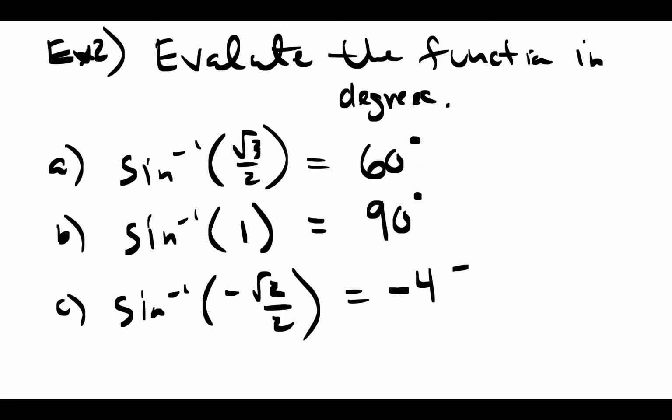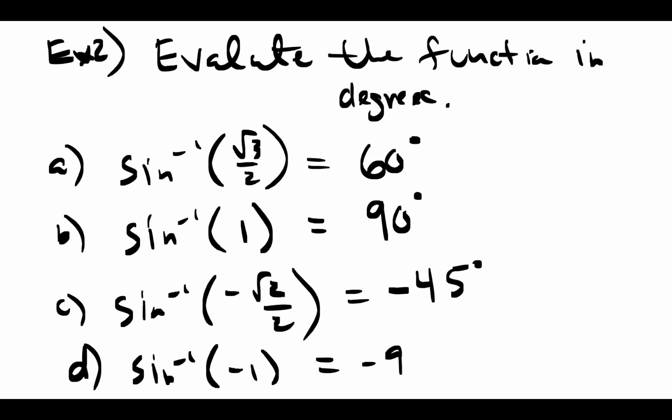All right, and one more. How about sine inverse of -1? -90 degrees. Are we good? That is going down from 0 into quadrant 4, the negative way. Are we good? Okay.